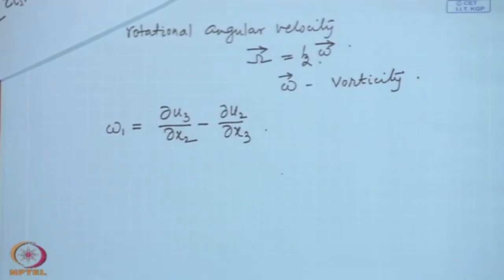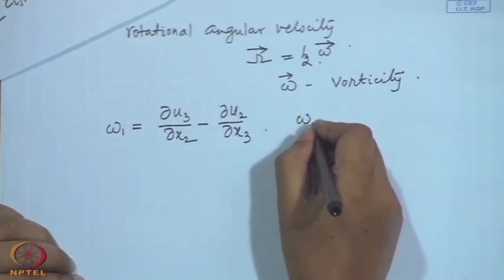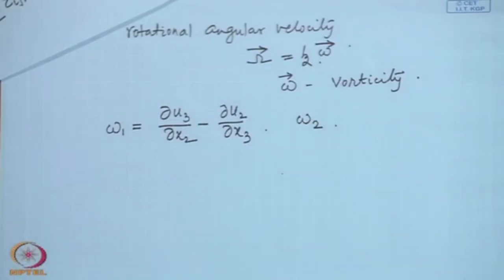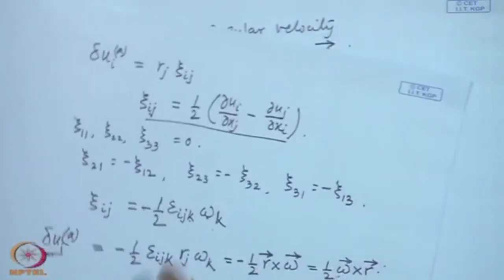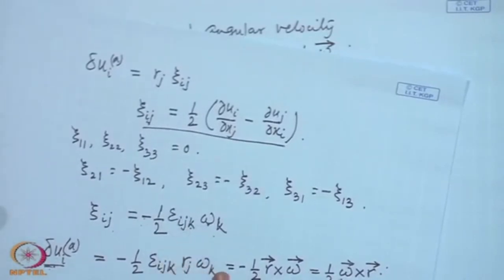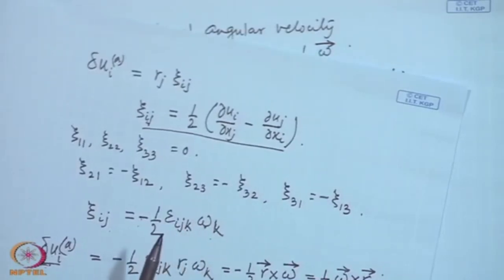Similarly, you can write the other component of omega also. What will be omega 2? Omega 2, again let us come here. Since k is 2, I and j has to be 1 and 3. Let us take 1 3 2. 1 3 2 is not cyclic order. So, epsilon 1 3 2 is minus 1.